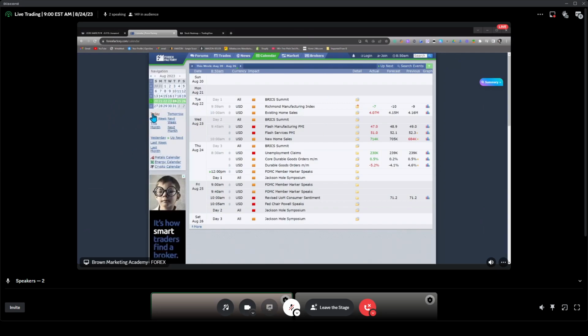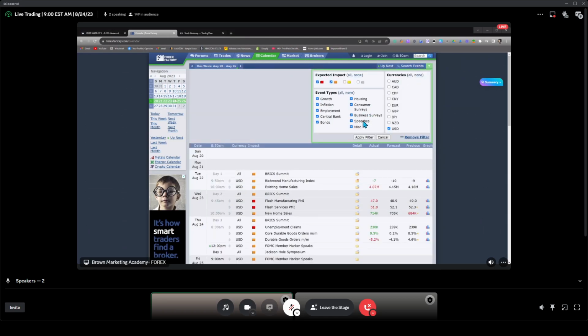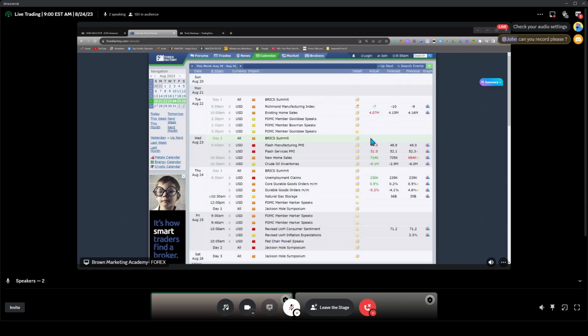All right, if you're new, go to this top right hand corner, and all of these are going to be clicked. Unclick everything. Just click USD, and you can unclick the gray one. Leave the yellow, orange, and red one clicked. And then hit apply filter. And then we want to know what's going on for today.